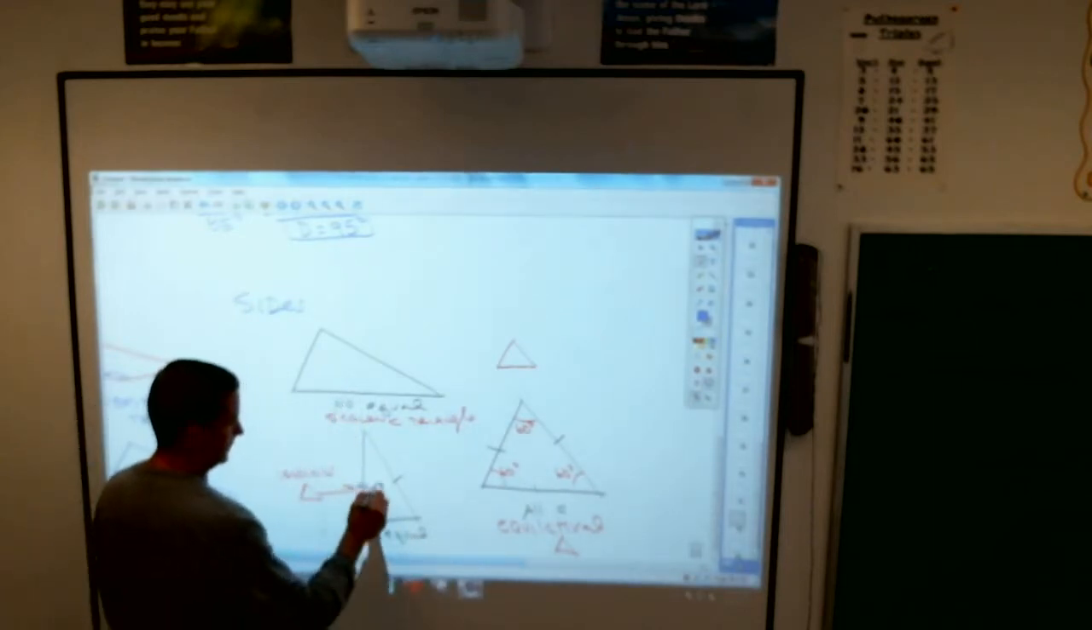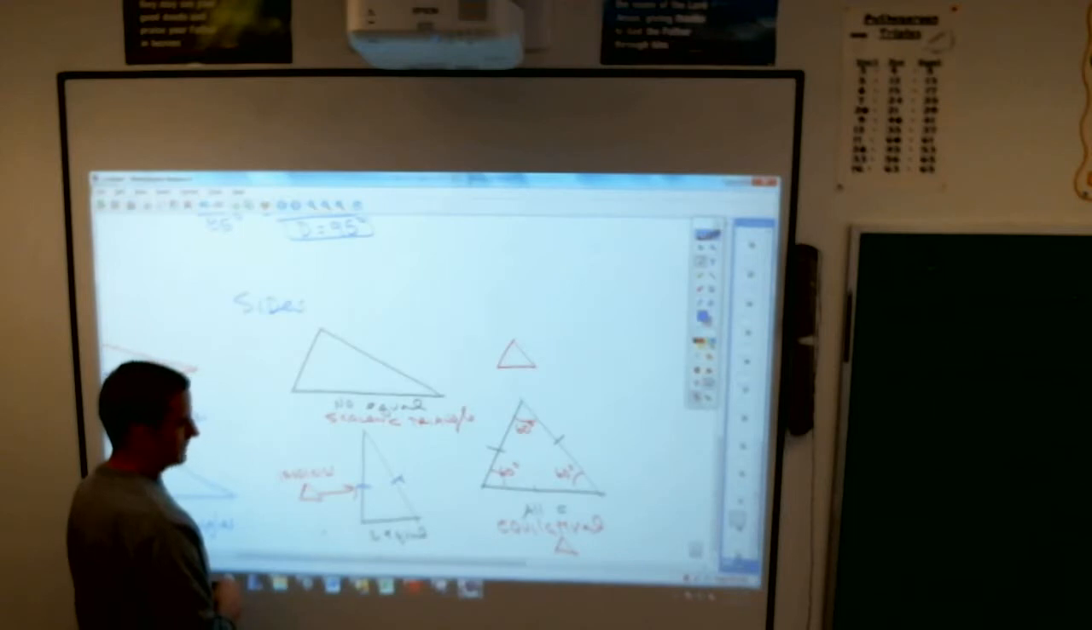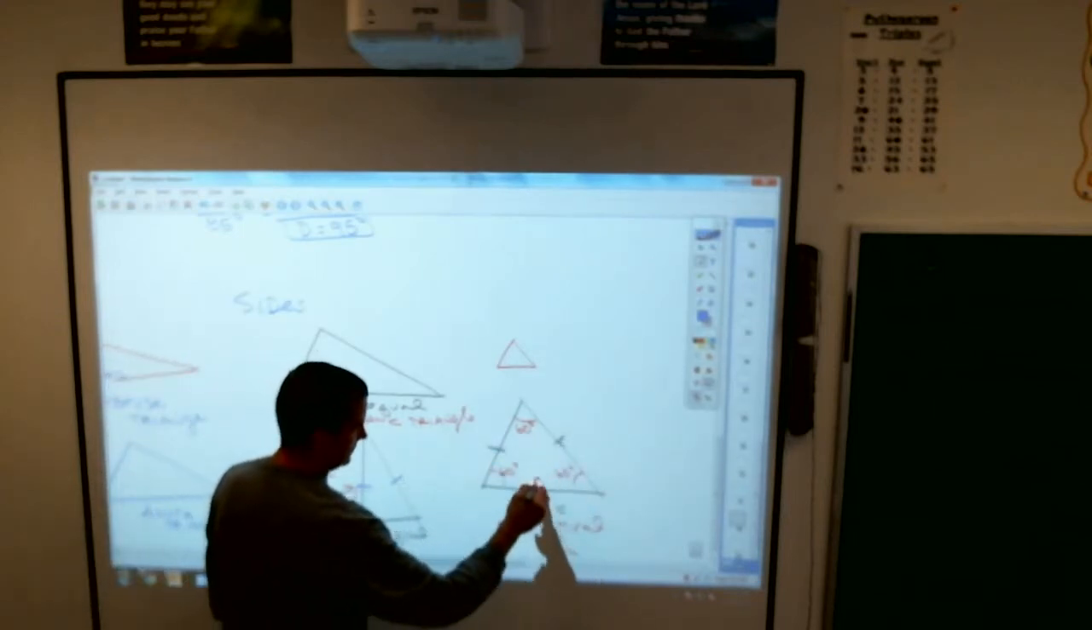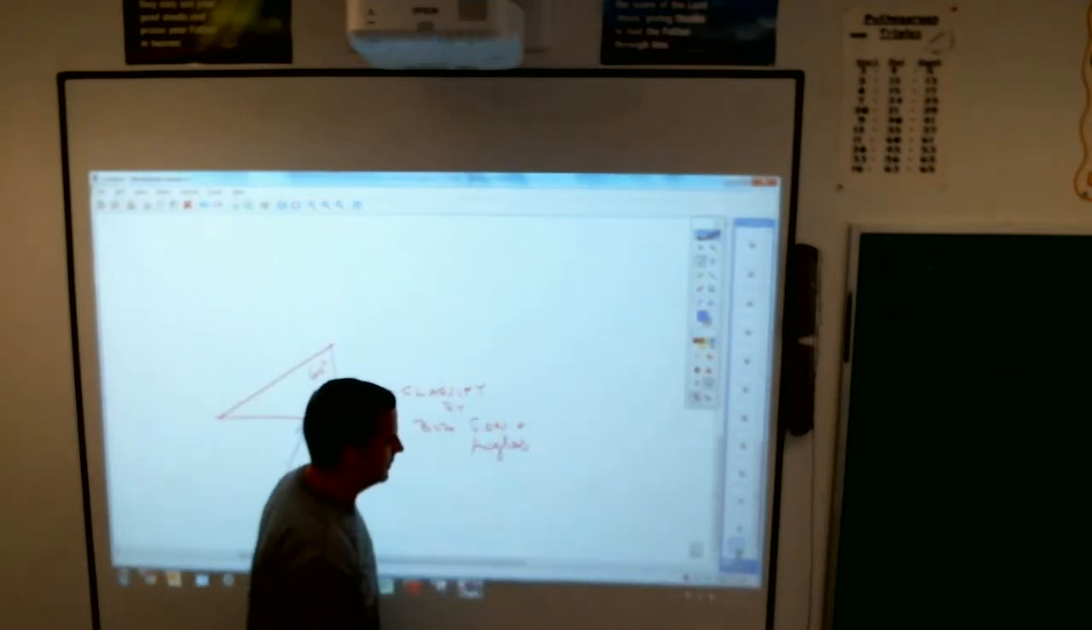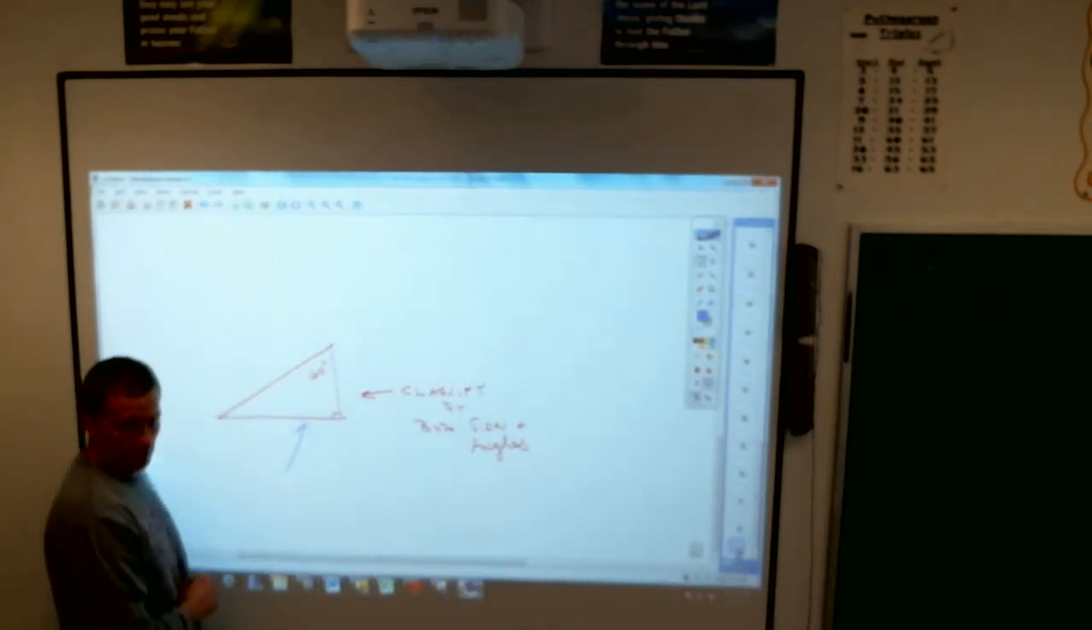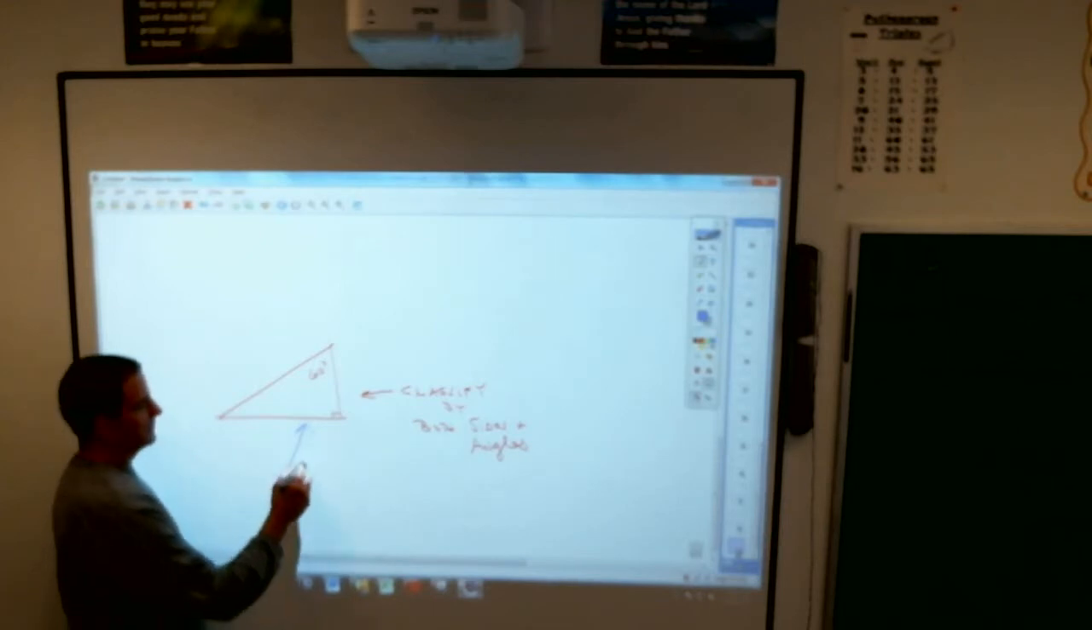It'll have this little thing here that's isosceles. It'll have this if it's equilateral. So it has to be no equal sides, which is, Faith? Scalene.